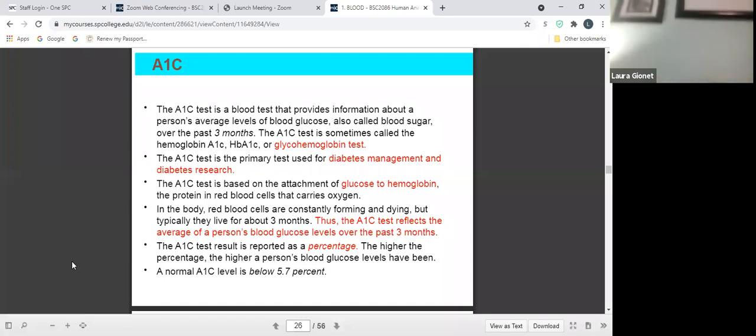So a certain amount of glucose is stored in the red blood cells. And an A1C test is going to make a measurement of what's in these red blood cells.